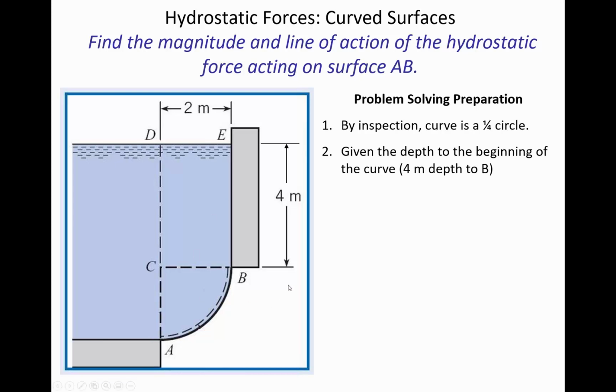Also off to the side, we have the dimensions of 4 meters from the water surface down to where the curve begins. So that 4 meters of depth is important because that's going to be adding to the pressure on AB. I already mentioned the radius of curvature, and we got that dimension here in the top. And that also sweeps downward from CA.